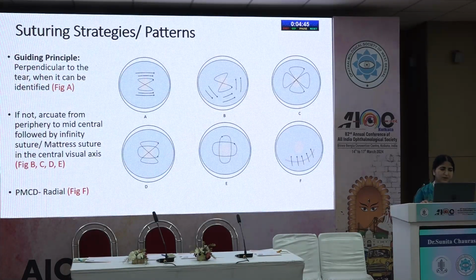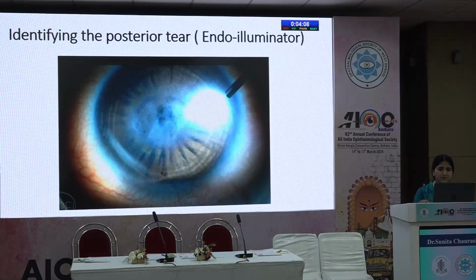Now with respect to suturing patterns, there can be several patterns which we can apply in taking the sutures. General guiding principle is having the sutures placed perpendicular to the site of tear when it can be identified, when we are able to localize the tear. But when we are not able to localize it, as what is seen in the cartoon B, C, D and E, the placement of the sutures can be arcuate from the periphery to the mid-center, followed by an infinity or a vertical or a macro suture in the central visual axis. This is also because we don't want the sutures to pass within the stroma, and that will induce more scarring in the visual axis. So this could be the various modification configurations of applying the suturing in hydrops.